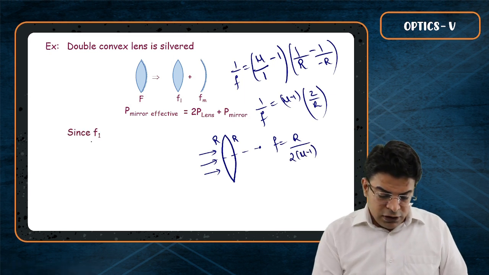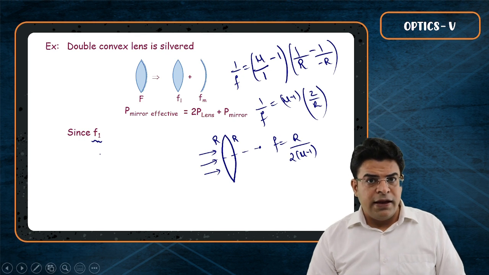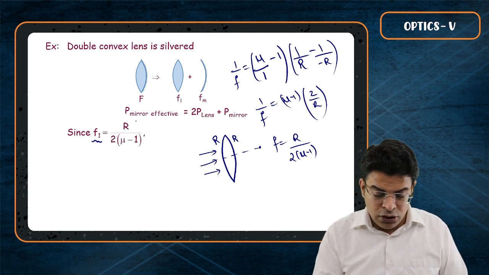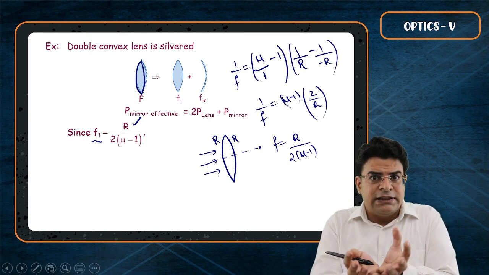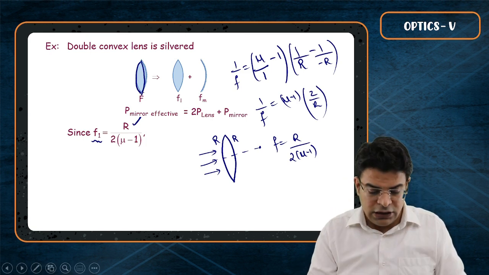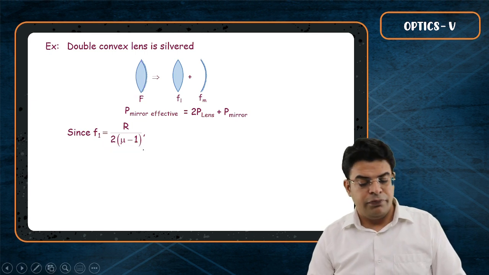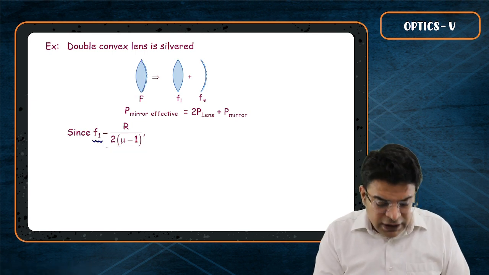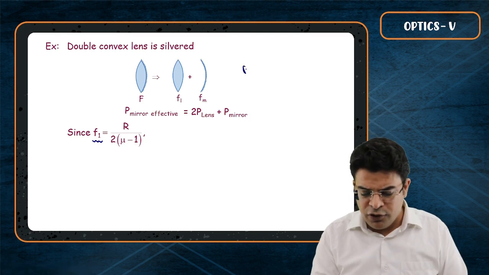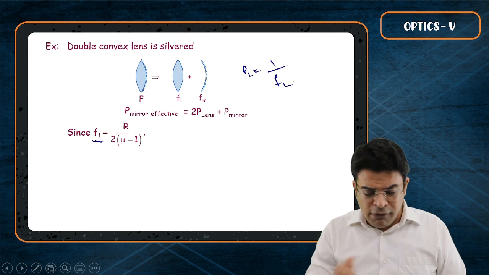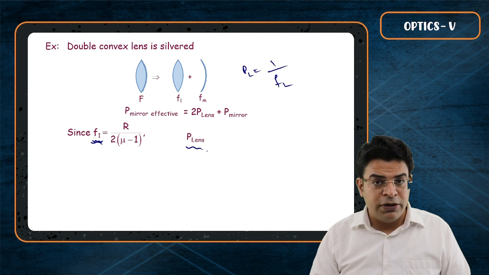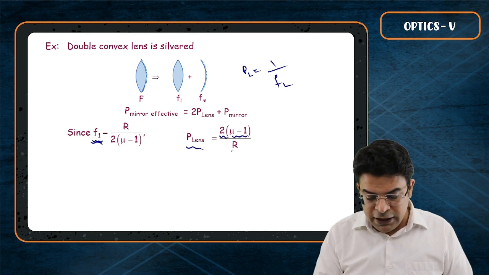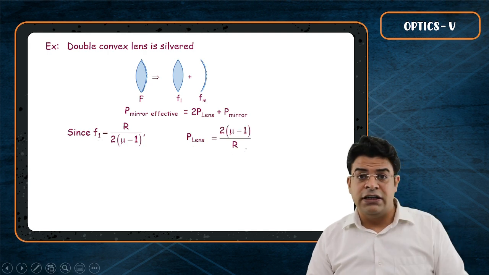So for the lens you will say f_L, the focal length of lens, equals the radius of curvature for the surfaces of this equiconvex lens upon 2 times (mu minus 1). If you know the focal length of lens, you know the power. Power for lens is nothing but 1 upon focal length of lens, no minus sign. So the power of this lens will be the reciprocal of the focal length. So the power of lens will be nothing but 2 times (mu minus 1) upon R. This will be the power of this lens.